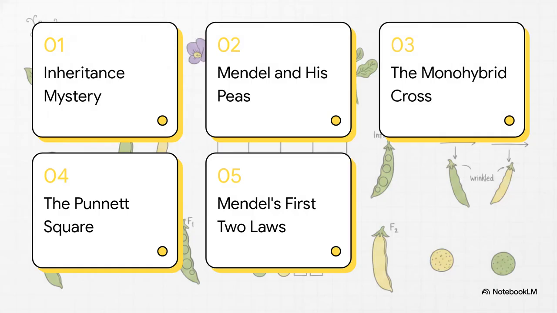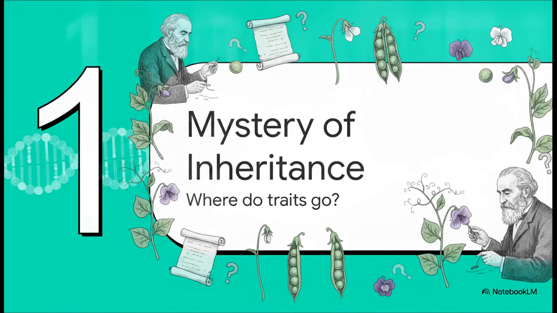To make this complex topic super clear, we've broken our journey down into 5 quick steps. We'll cover the core mystery of inheritance, Mendel's peas, the monohybrid cross, how to decode a Punnett square, and finally, Mendel's first 2 laws. All right, let's jump right into part 1, the mystery of inheritance.